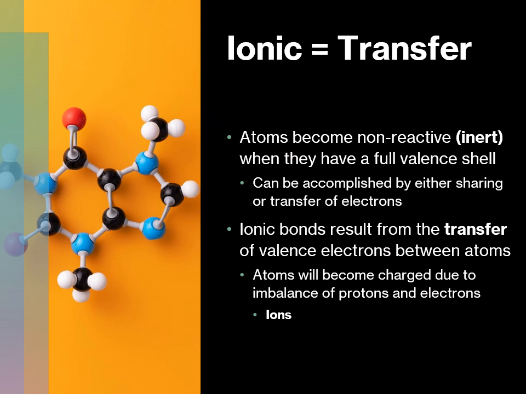Ionic bonds, like we're going to look at in just a moment, result from the transfer of valence electrons between atoms. Those atoms will then become charged because they will no longer have the same number of protons and electrons, and as such we'll refer to those charged particles as ions.